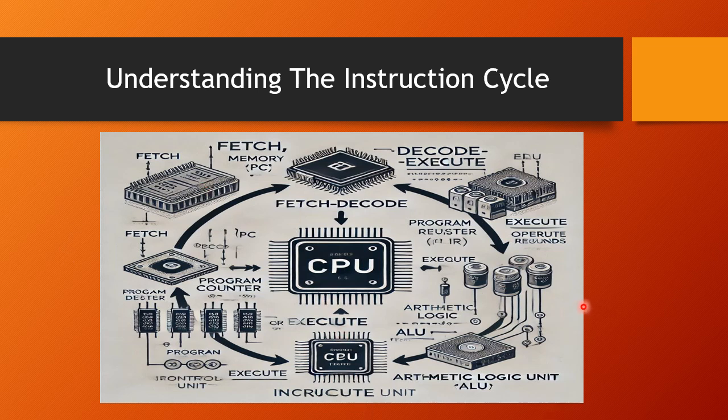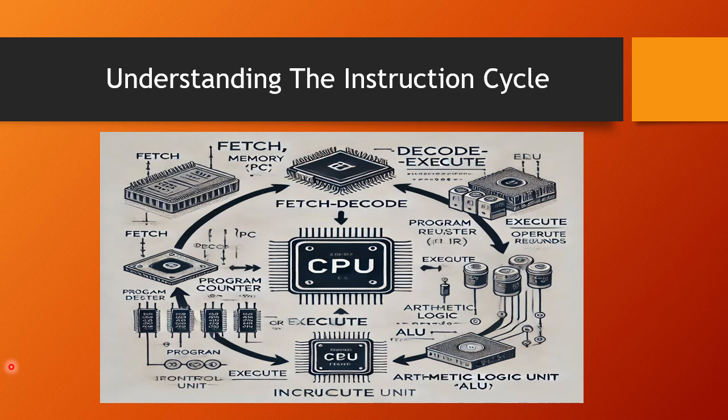Hence, we are going to understand the instruction cycle. So first comes the first process, which is the fetch instruction. The purpose of this instruction is the CPU receives instructions from the memory, and the component involved is the PC, the program counter. Now, what is the program counter?